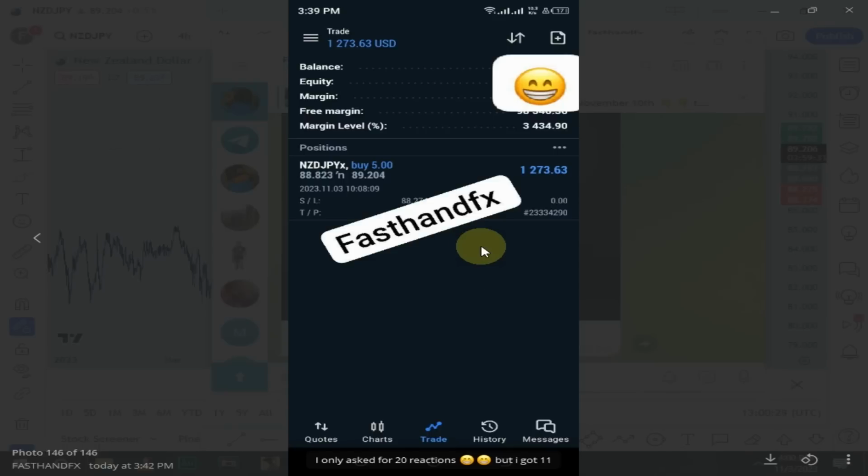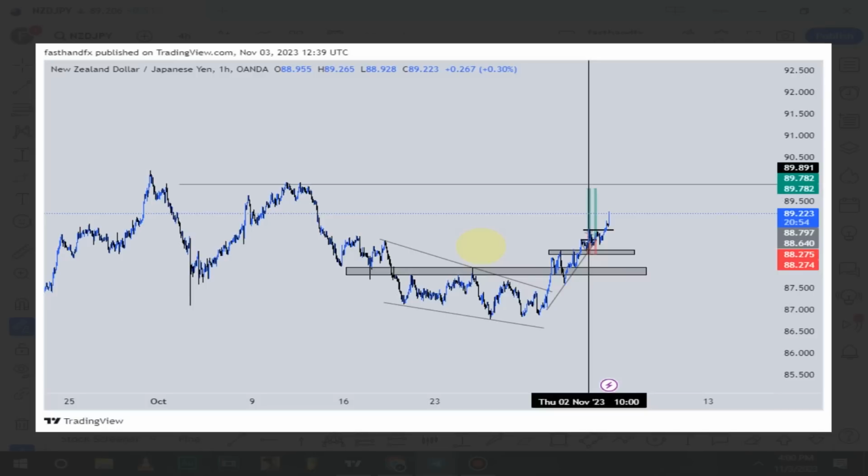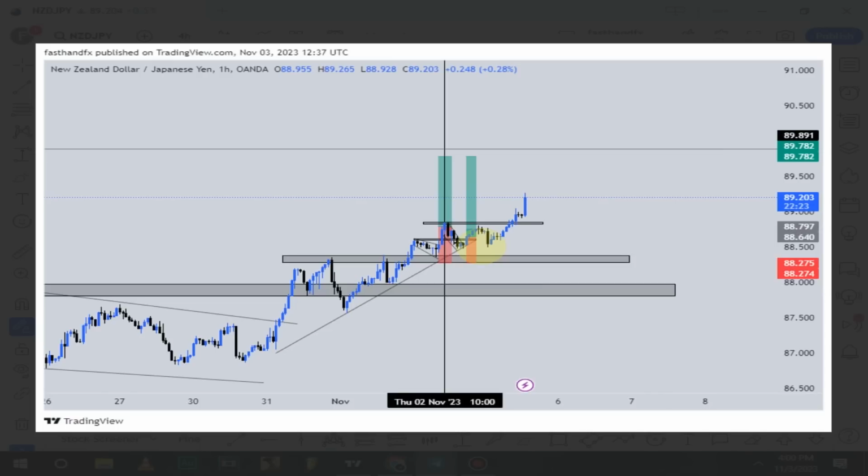Look at that. So this is my account. This is a prop firm challenge account. You can see I was up $1,000. I mean, I closed at $1,500. Now this is my personal account. You can see I'm up 122, and I closed at 140. That's what's up. That's how it is. Look at it. That's how it is.